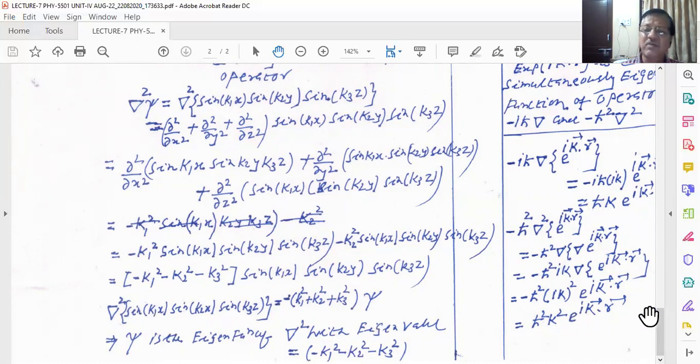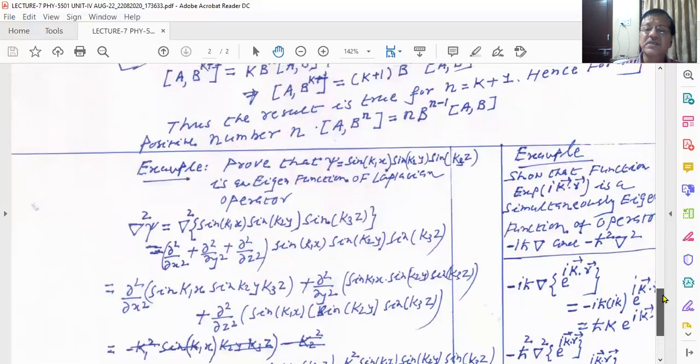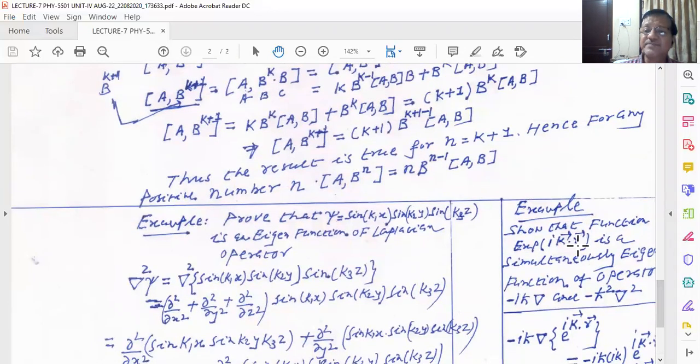And now there is one more problem which I would like to discuss. The problem is to show that a function e to the power of ik dot r, that is a plane wave propagating in the direction of r. Generally, this is the expression for a plane wave which is propagating in the r direction. So you have a plane wave expression. Show that this function e to the power of ik dot r is a simultaneous eigenfunction of two operators. Which are the two operators given? They are minus i h cross del and minus h cross square del square.